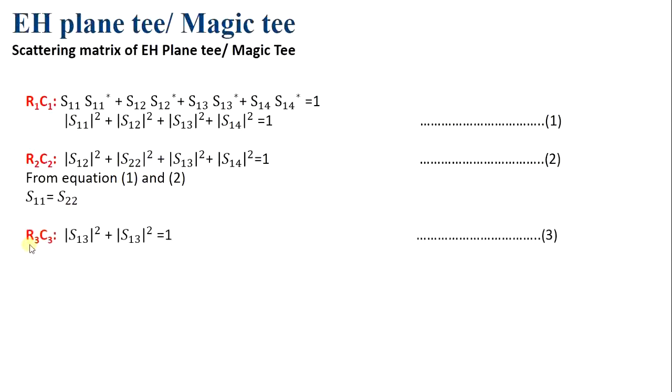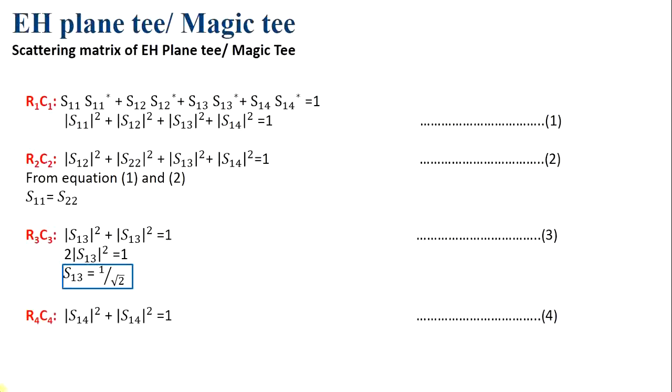Similarly, then we will calculate row 3 into column 3, which is mod of S13 square plus mod of S13 square equal to 1, which is twice of mod of S13 square equal to 1, where we get S13 equal to 1 by root 2. And if we do row 4 and column 4 multiplication and equate it to 1, we get mod of S14 square plus mod of S14 square equal to 1, which is twice of mod of S14 square equal to 1. So we get the second unknown, that is S14 equal to 1 by root 2.